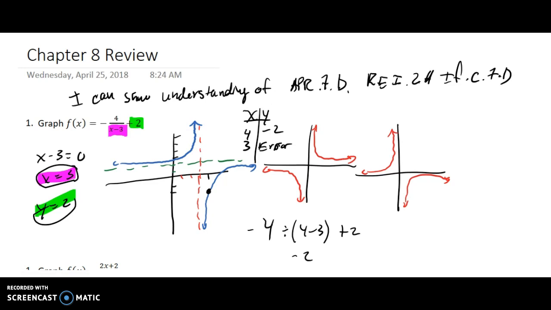Domain, it's going to be in red here. So domain is all real numbers but 3. And then range is in green, so range is all real numbers but 2.